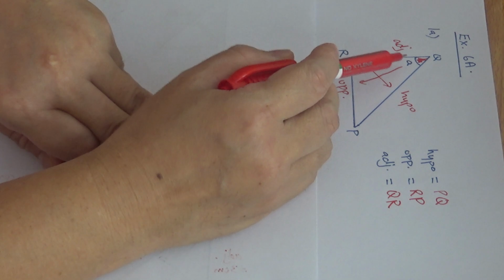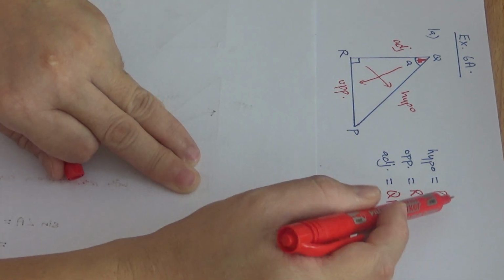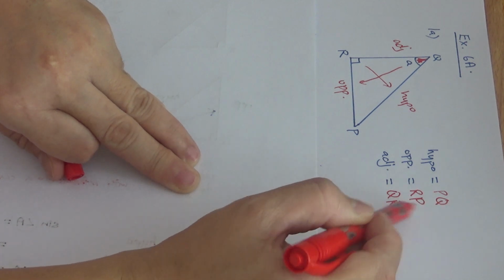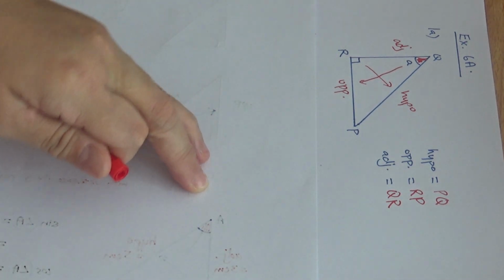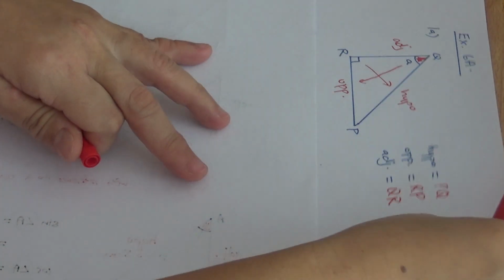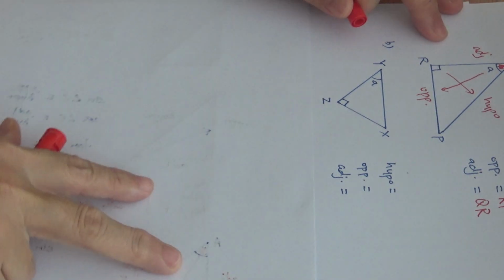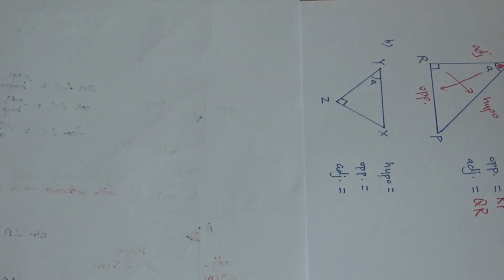Okay, we must always look out for the angle. This is the opposite, this is the adjacent, and we will identify the sides accordingly. This is question 1a. Now I'm moving on to 1b, and this is the question here. We are also supposed to identify the same things.